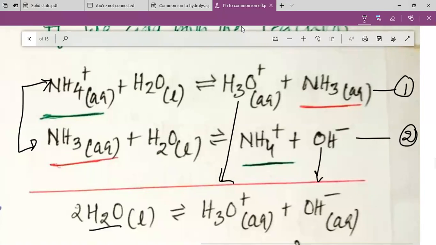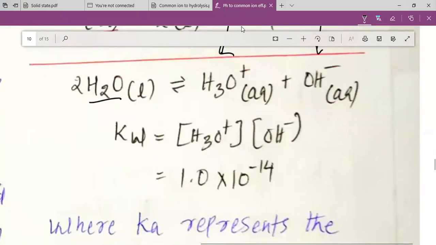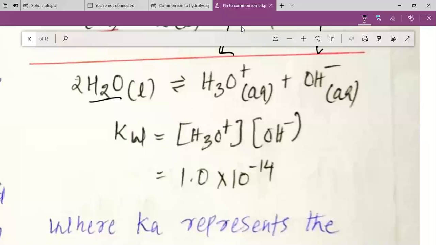So actually, when we add both these reactions, it is the self-ionization of water, which we can represent in this manner: H2O plus H2O gives us H3O+ and OH-.